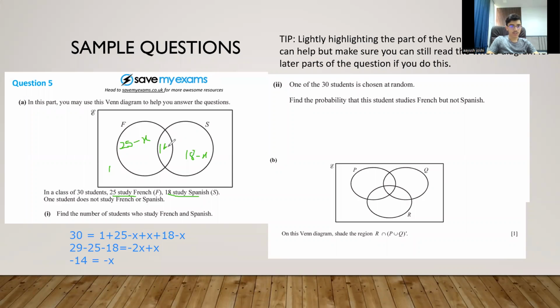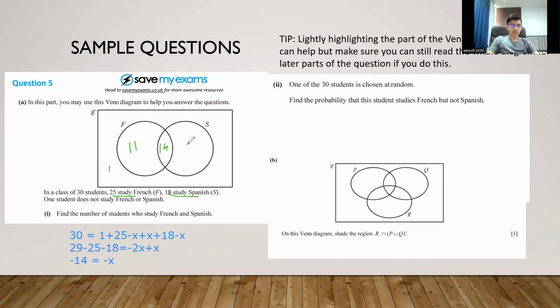So then what is 25 minus x? That is 25 minus 14. So 25 minus 14 is 11. So here the answer is 11. Okay, and what is 18 minus 14? So the answer here is 18 minus 14 is equal to 4.